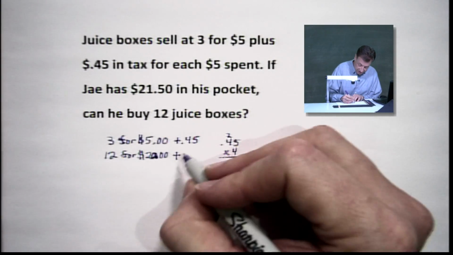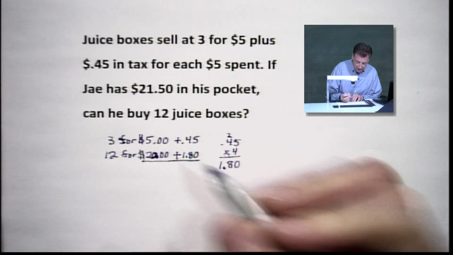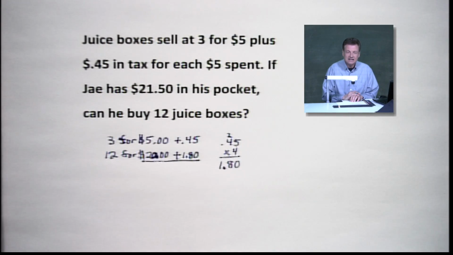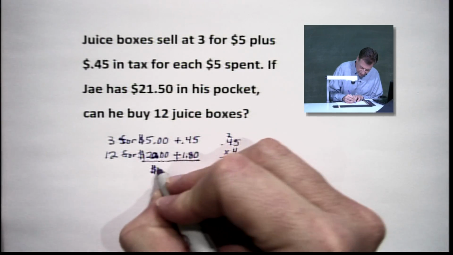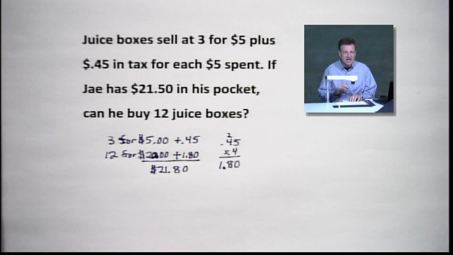So, by the way, we're going to add $1.80 here. Now, we got 20 plus $1.80. You tell me. They're not going to give you 30 cents credit. It's $21.80. Too high, Jay, too high. You're going to have to put something back, all right?